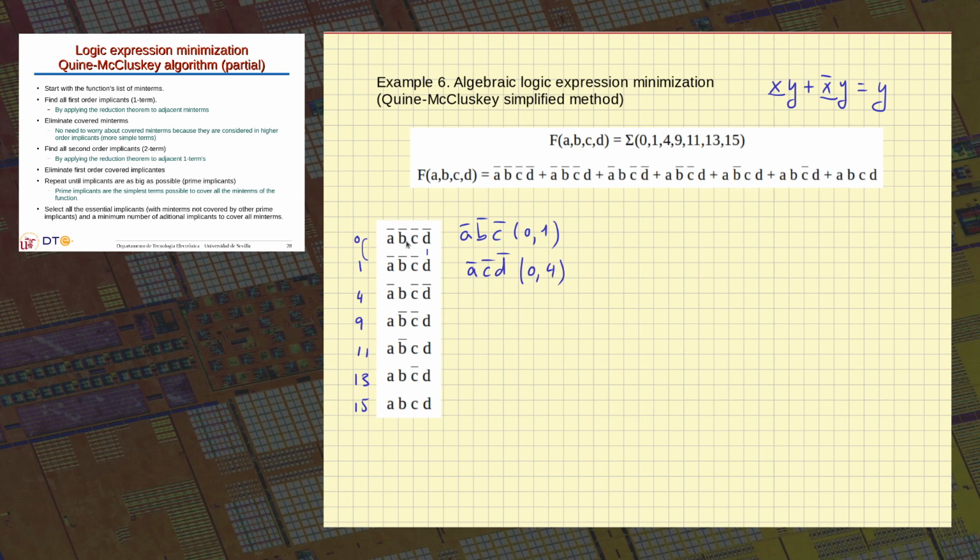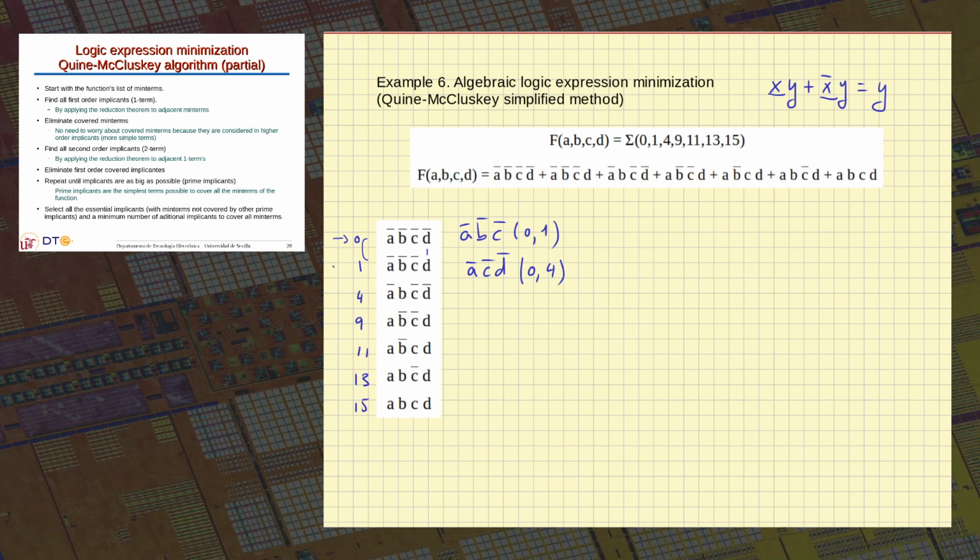Okay, we'll continue with minterm 0 and minterm 9. This cannot be simplified because we need that they differ in just one literal. There are two literals that are different, so we cannot apply the reduction theorem. We go on and check minterm 0 and minterm 11. They cannot be simplified. Minterm 13 cannot be simplified, and minterm 15 either. So we have checked now all the possible simplifications of minterm 0 against any other minterm. We have to do it for all the possible pairs of minterms.